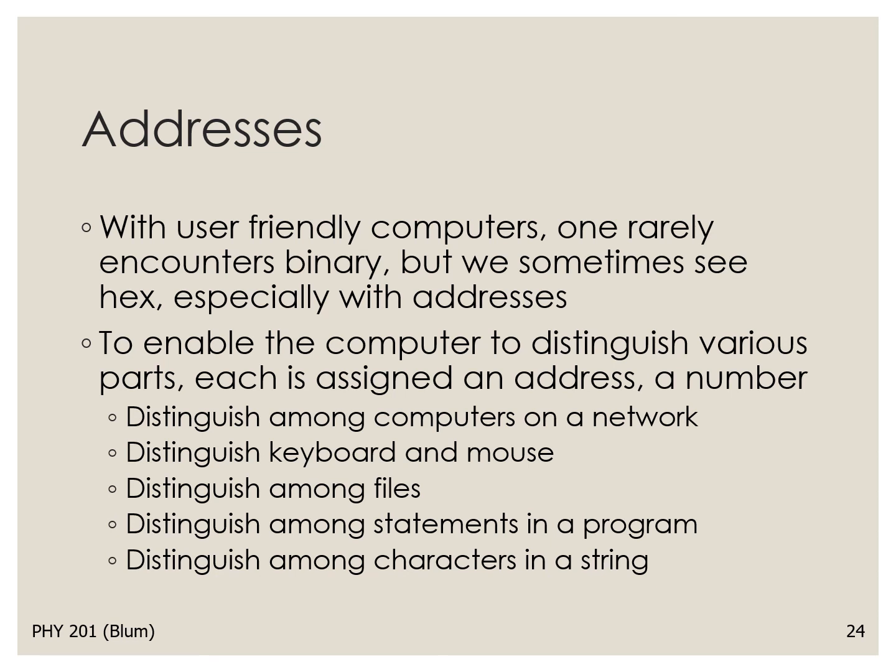An address is used to distinguish things. So any things that you want distinguished, you can assign them an address and then distinguish them. So you can have computers on a network and you will give each computer its own address. Or you can distinguish hardware or input devices. So a keyboard and a mouse will each have an address. Files will have an address. Statements in a program can have an address. Characters within an individual string can have an address.